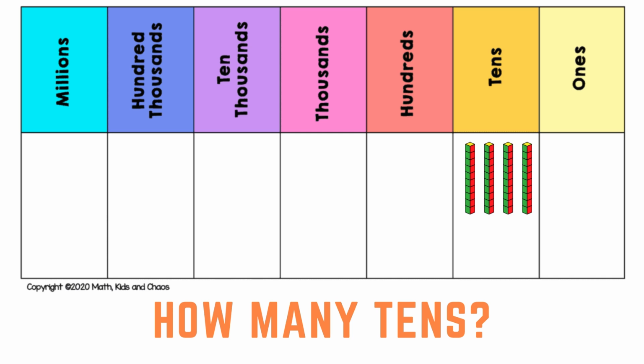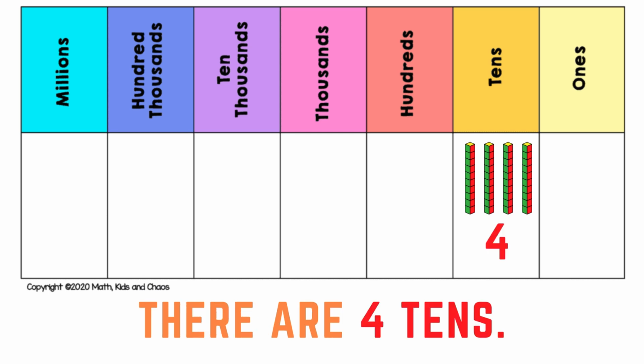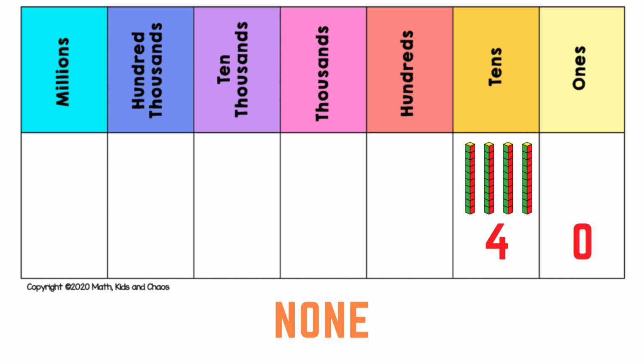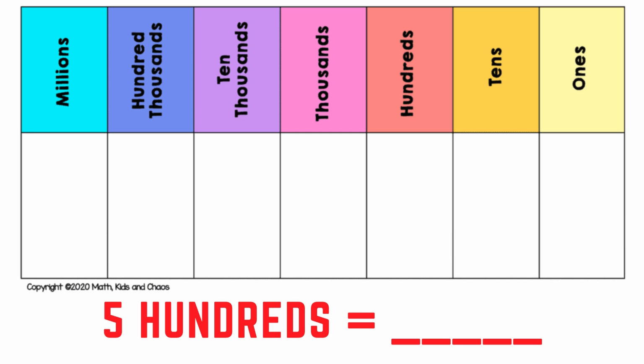As we observe, how many tens do we have based on the place value chart that we have? All right, so there are four tens. How many ones do we have? There is none. Therefore, 4 tens is equal to 40. Awesome.